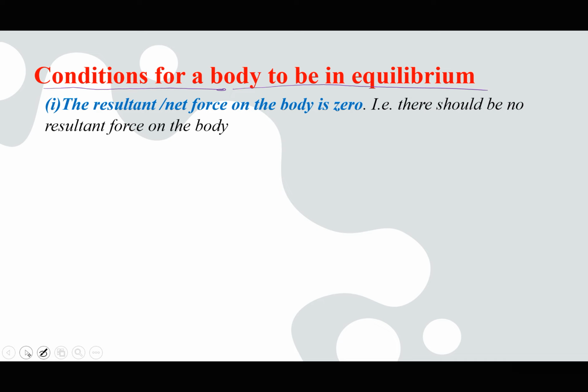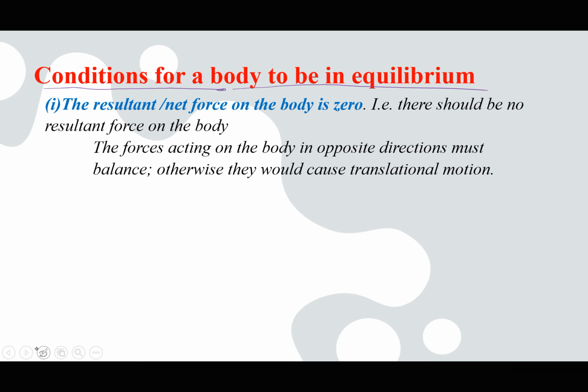The resultant or net force must be zero for the body to be in equilibrium. There should be no resultant force acting on the body. If we have several forces, then the forces acting on the body in opposite directions must balance. In other words, they should cancel out each other. Otherwise, they would cause translational motion.